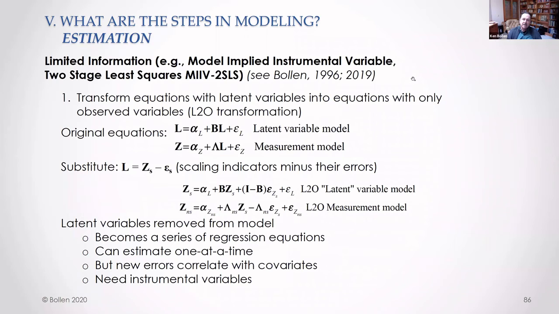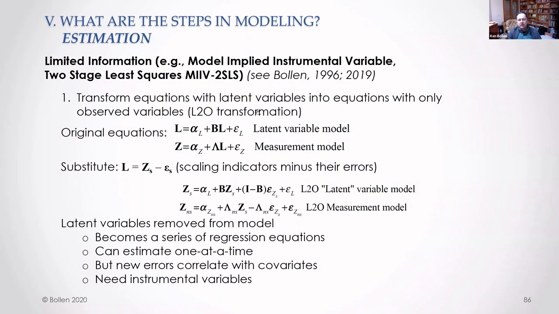A contrast to the full information are limited information estimators. And as that name suggests, it doesn't estimate the whole system at once. In fact, the most common way of doing this in structural equation models is to estimate single equations. So rather than all the equations at once, you're taking one equation at a time. And the trick behind doing that, I'll try to give you a little bit of an intuitive feel for it.